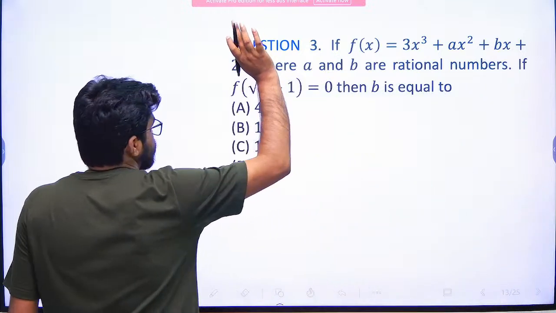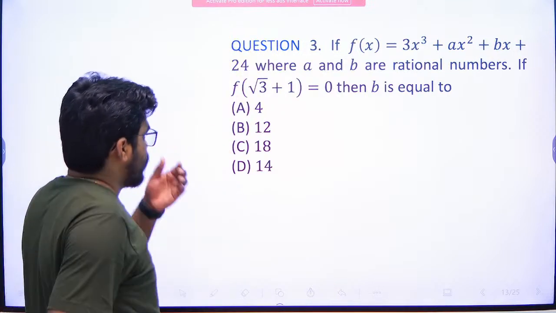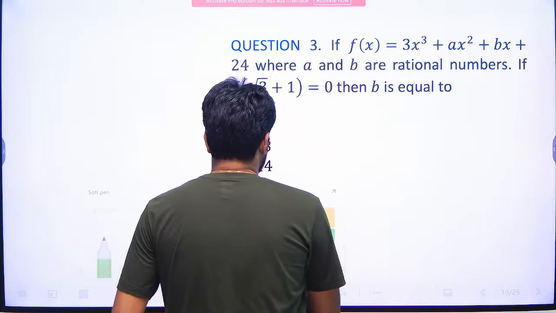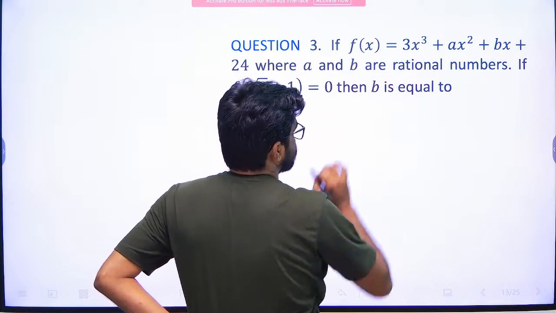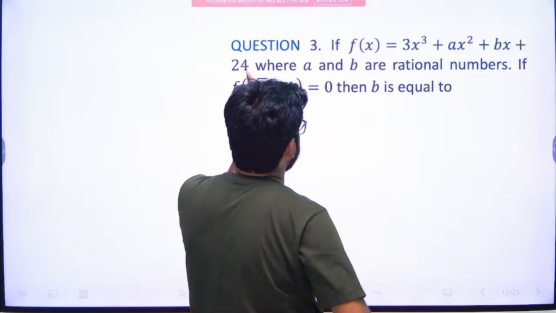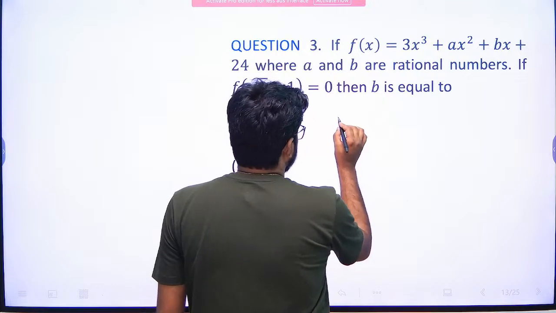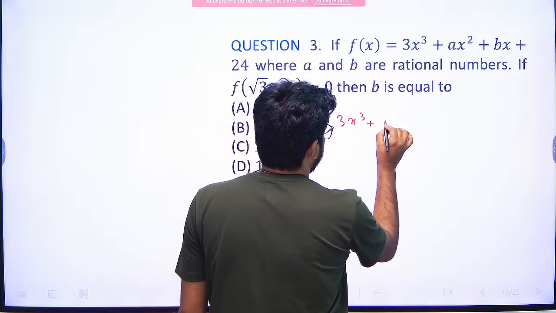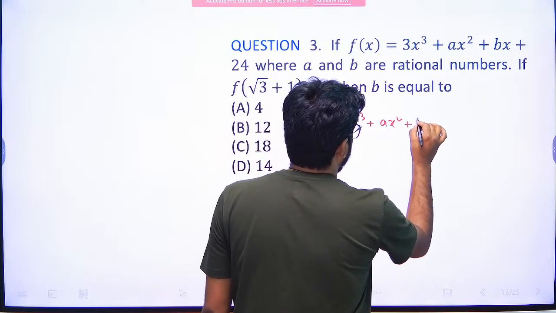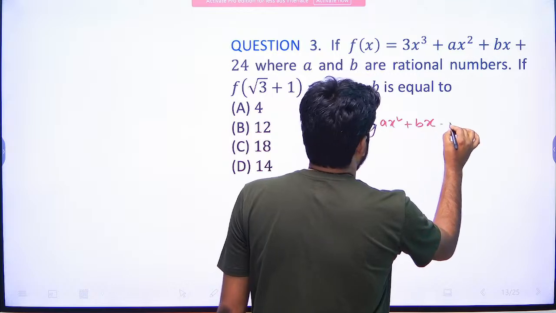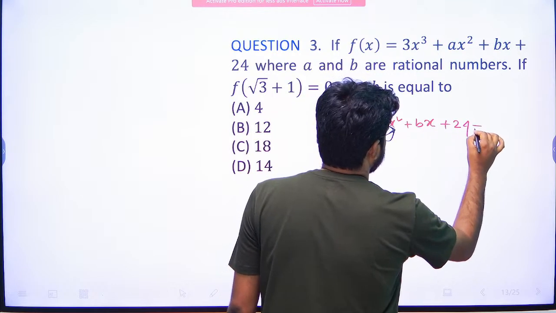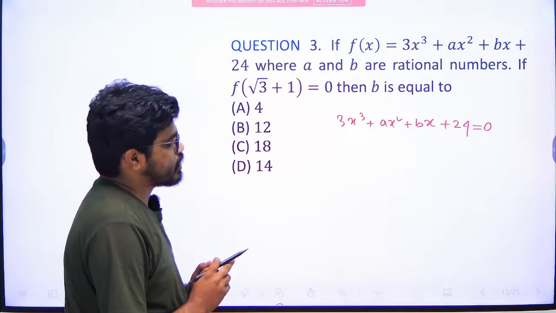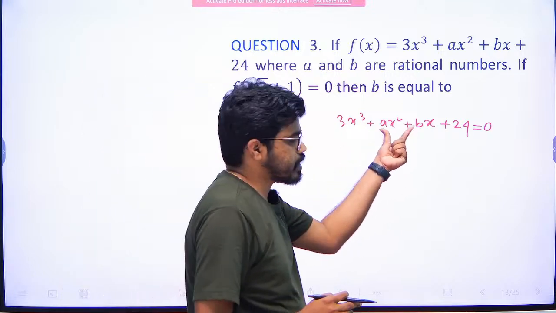See what problem is given here. f(x) is equal to 3x cube plus ax square plus bx plus 24, right? So what is the equation? 3x cube plus ax square plus bx plus 24 is equal to 0. So this is the equation, right? It should be noted that a and b are rational numbers.